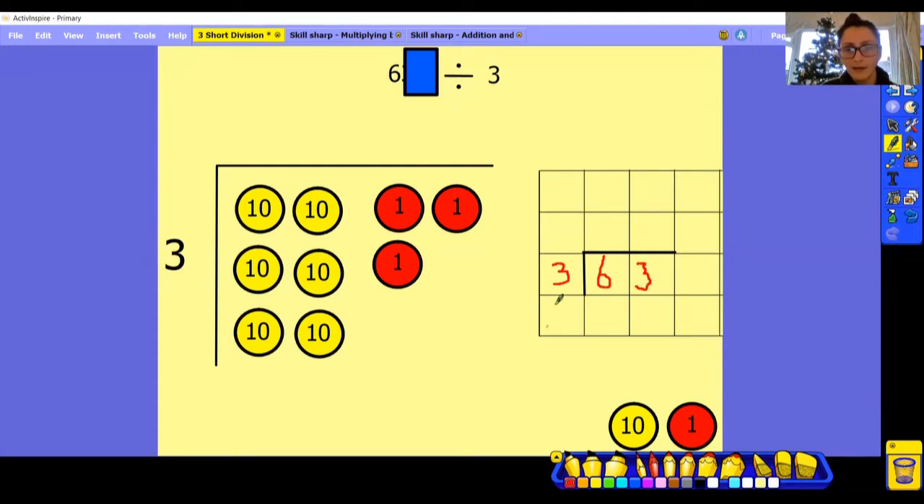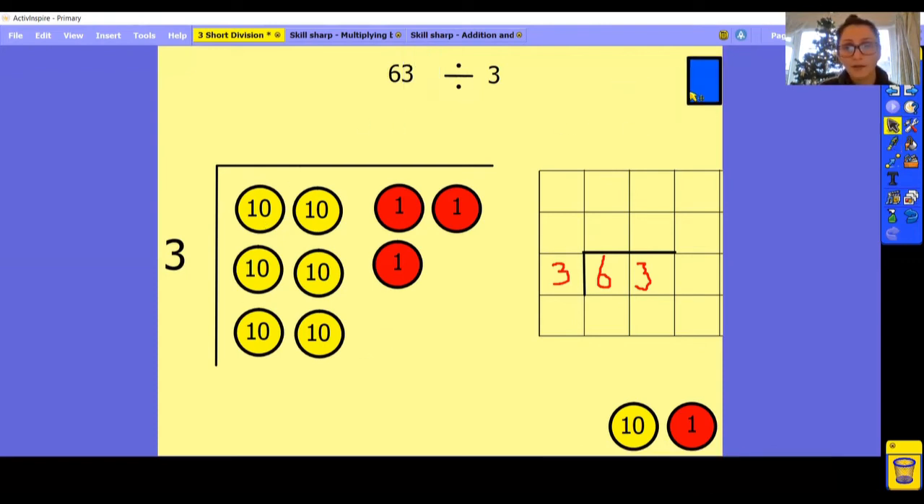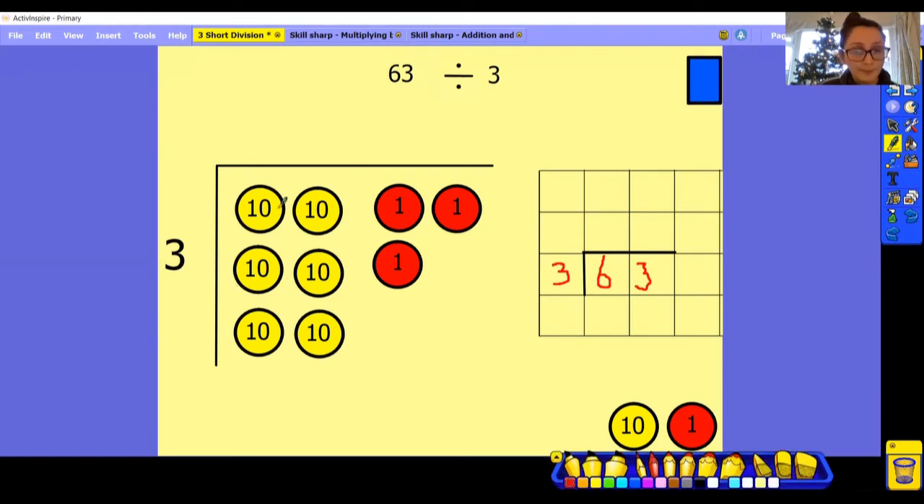Now, as you can see, I've got a little method here, and we call this the bus stop method or short division, okay? Bus stop and short division are basically the same thing, okay? But this is just a different way of representing what we have here. So again, we're going to see how many, so let me move that out of the way. So here, we need to see how many equal groups of 3 we can have. Remember, we always start with our 10s column.